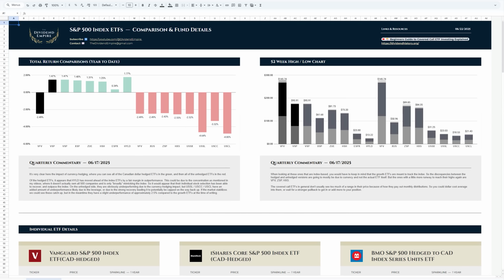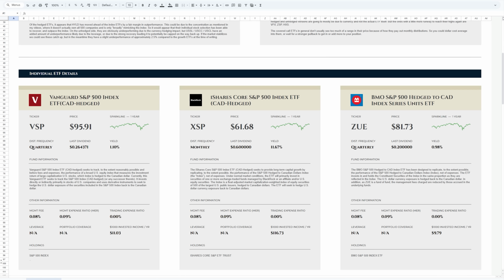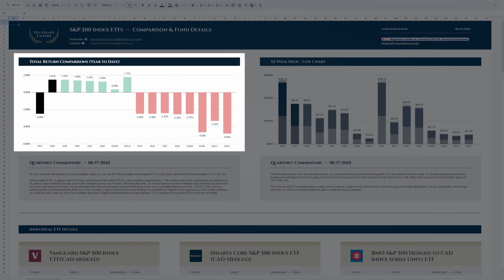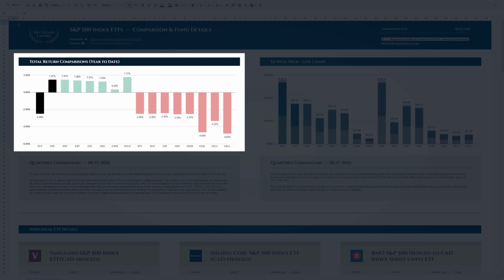For many of the dashboards, when you open it for the first time, you'll be shown some charts, and then the details of each individual ETF used in the comparisons. We've already gone through a little bit of this earlier, but the first chart is where you can easily see the differences between the currency hedged and the unhedged ETFs.